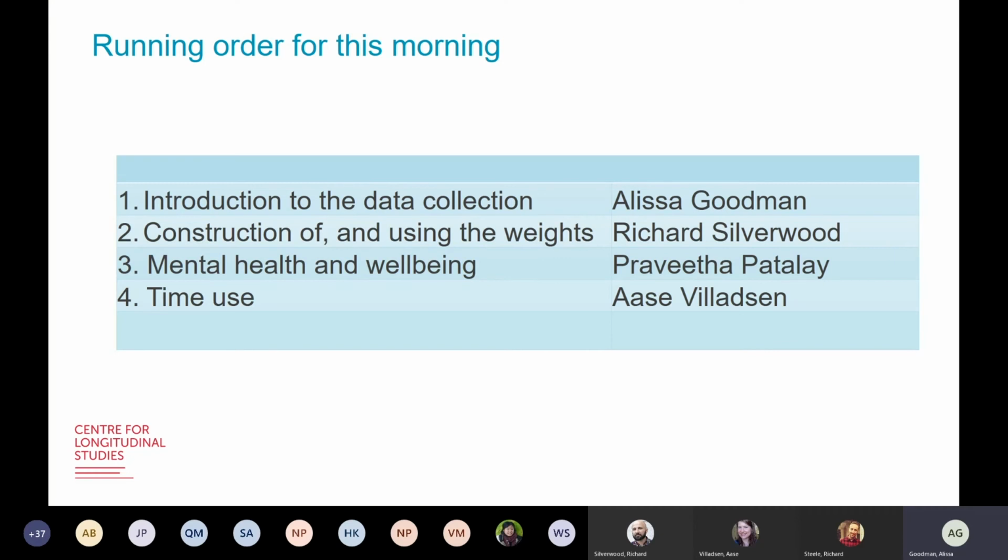So the running order for this morning is as follows. Brief introduction from me. I'll then hand over to my colleague Richard Silverwood, who will tell you about the construction of and using the non-response weights, which we've included in the data that we've deposited at the UKDS. Then my colleague Pravitha Patale will tell you about the mental health and well-being questions that are in our survey, and also Viladsen will tell you about the time use question, and she'll also wrap up and close.